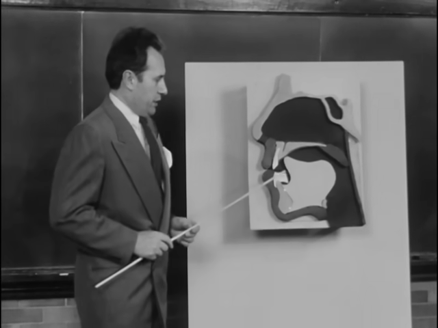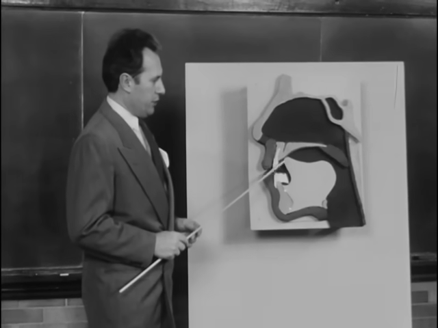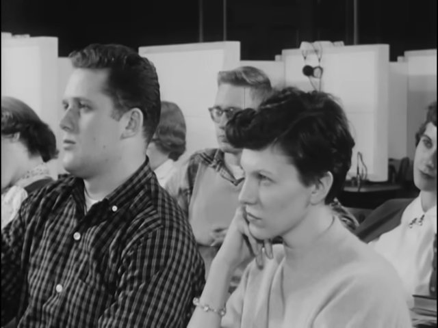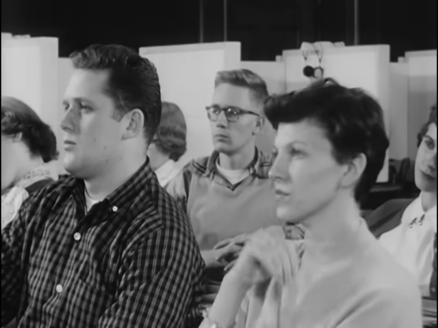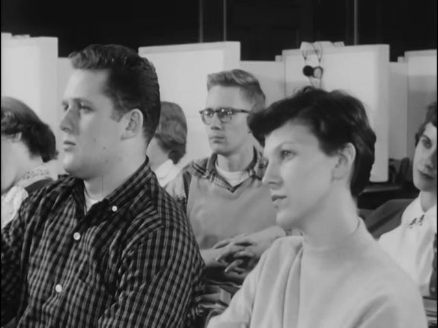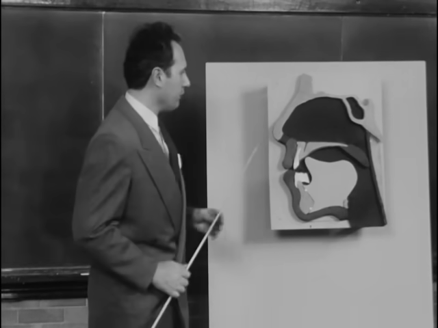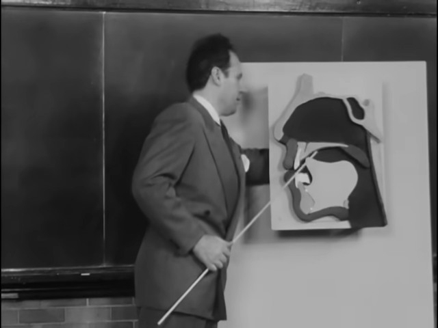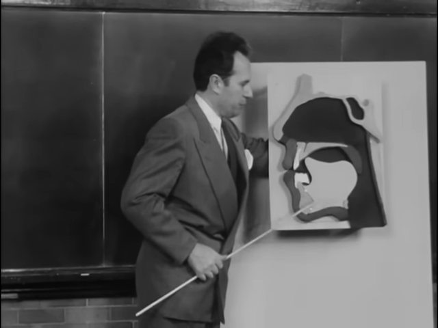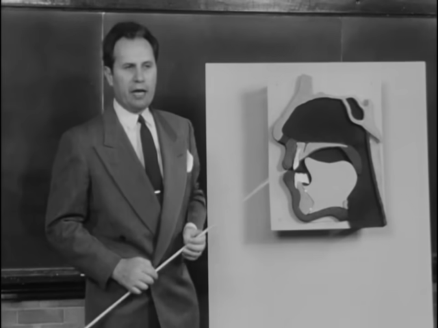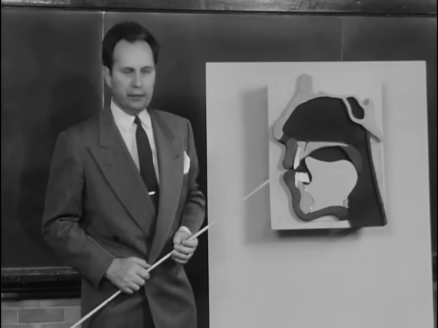Let's take, for instance, the English sound T. It is articulated here against the gum ridge. If the vocal cords are vibrated at the same time as T is being enunciated, you will hear the sound D. If at the same time as the D is being pronounced, the air is allowed to go through the nasal cavity, you will hear the sound N.